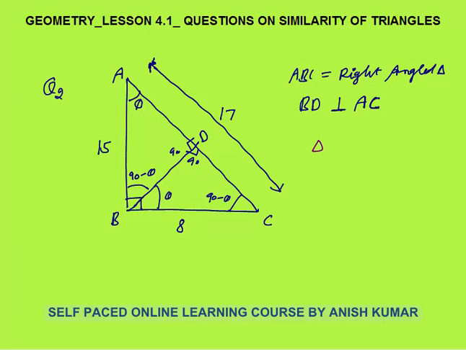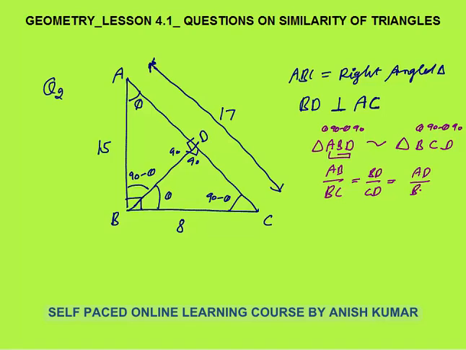Can I say that triangle ABD, as previously discussed, where the angle series is theta, 90 minus theta, and 90, is similar to triangle, again the angle series must be the same, theta, 90 minus theta, 90. Theta is there at B, 90 at BCD. Will it make sense? So AB upon BC will be equal to BD upon CD. This will be equal to AD upon BD. Now, can we calculate the length of BD here?